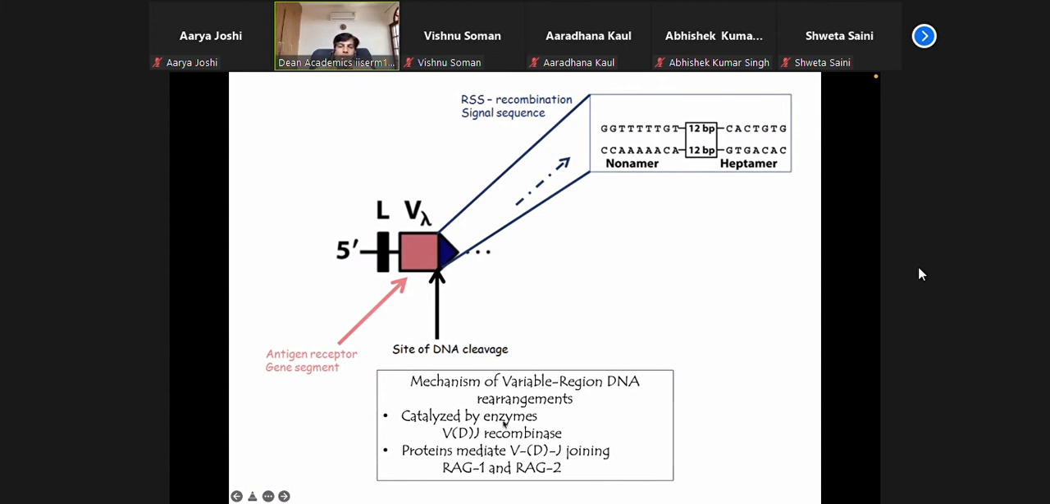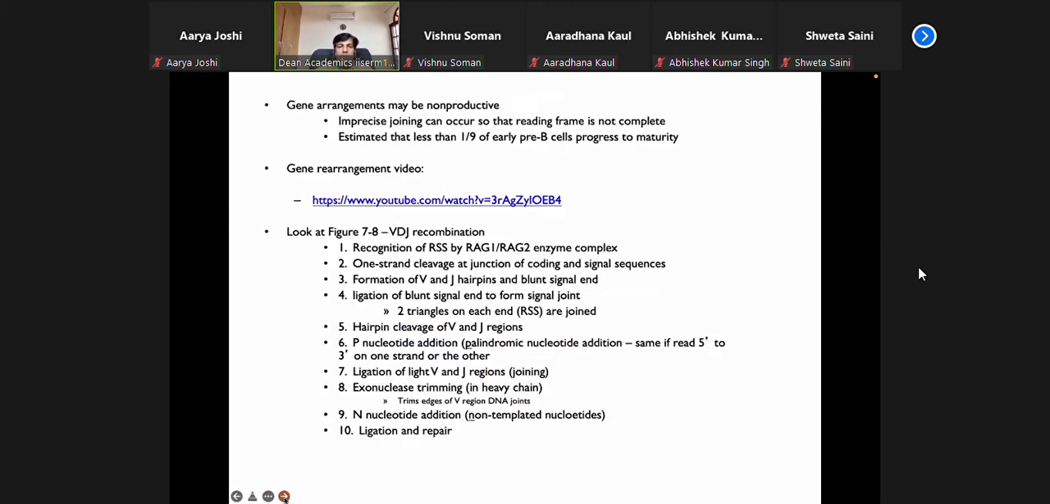Okay, so what we talked about was that the mechanism of variable region DNA rearrangement is catalyzed by the enzymes that we call RAG1 and RAG2, right? These are the ones responsible for bringing the VDJ segments together. They recognize these sequences specifically, the 1-turn and 2-turn sequences, right? And only then will the whole process of recombination take place.